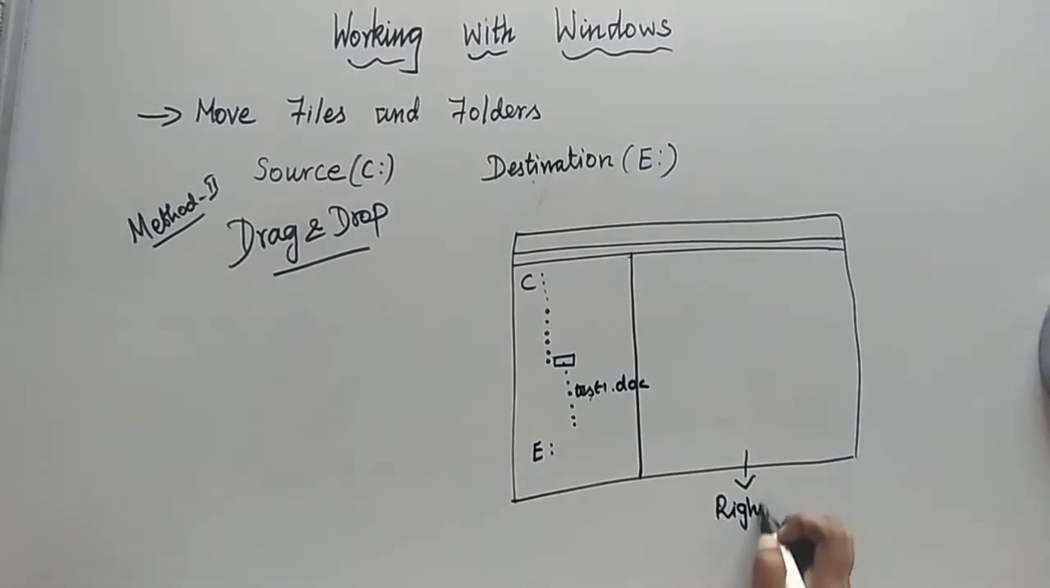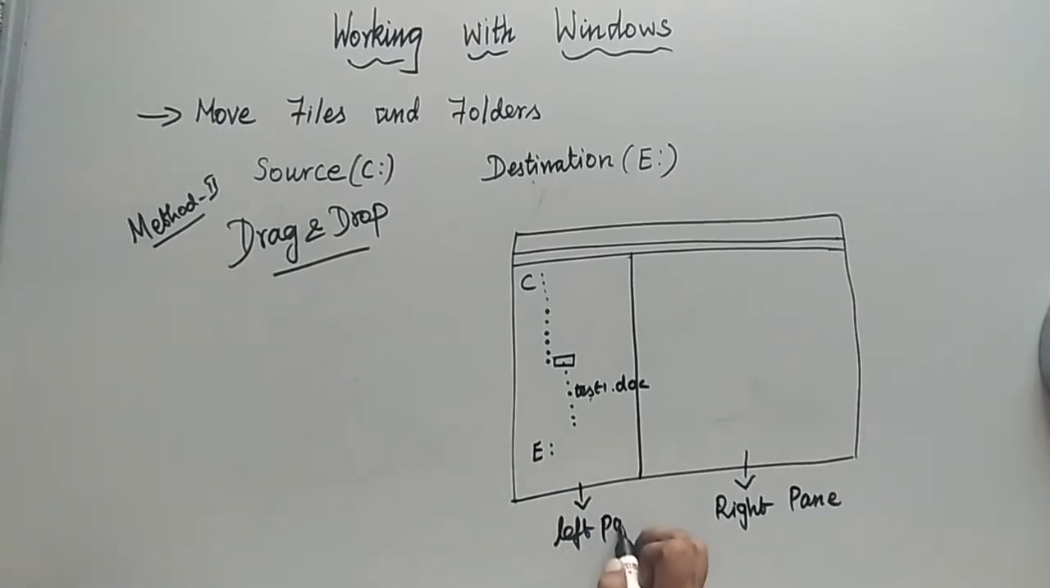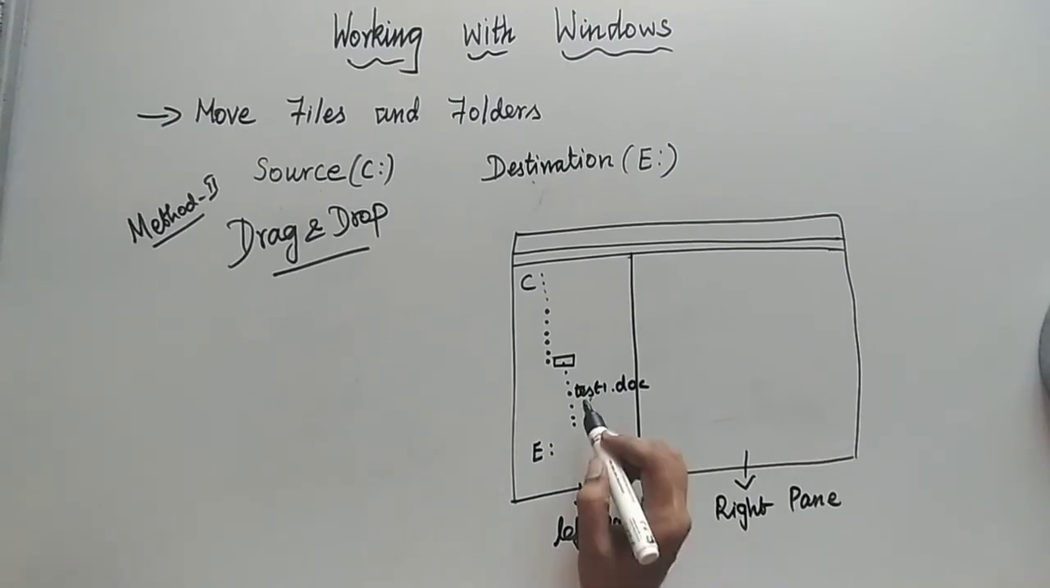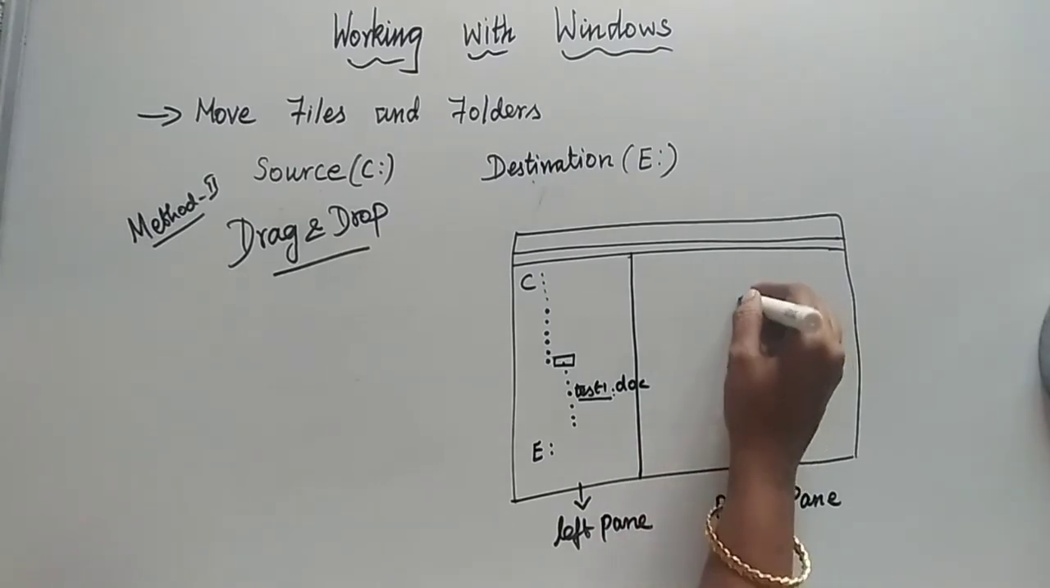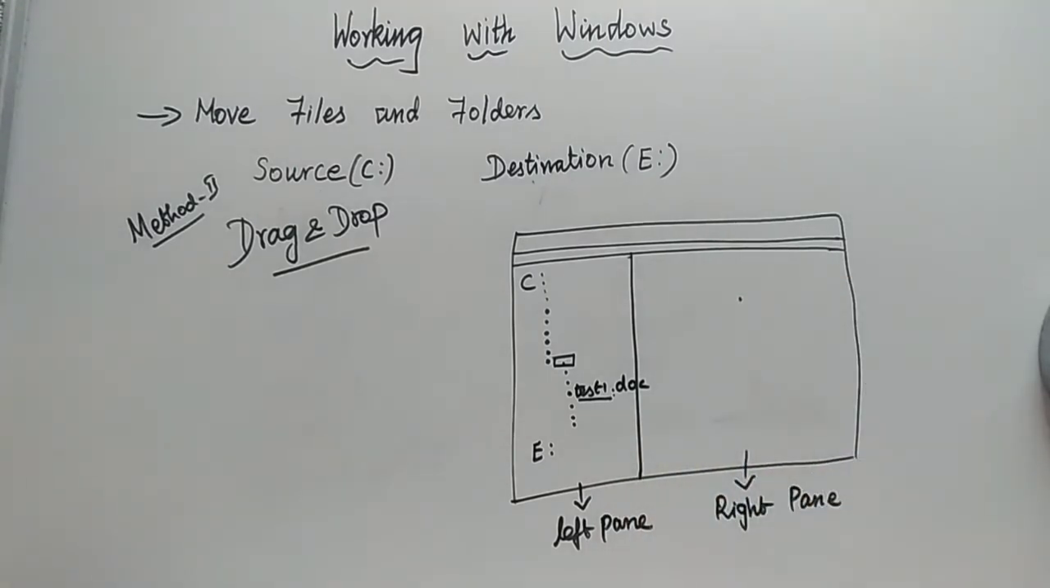Everything will be displayed in the right pane for you. Then what are you going to do? From the left pane, you are going to click this, and next you are going to drag it by using your mouse, and drop it here, in the right pane.